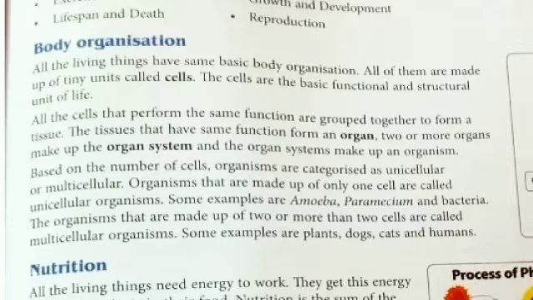Organisms that are made up of only one cell are called unicellular organisms. Some examples are amoeba, paramecium, bacteria, etc. The organisms that are made up of 2 or more than 2 cells are called multicellular organisms. Except unicellular organisms, all are multicellular. Some examples: plants, dog, cat, human.